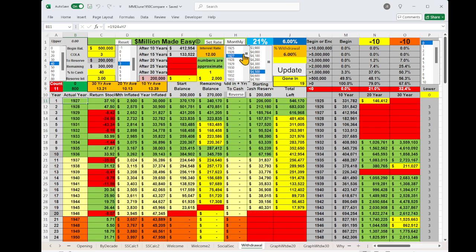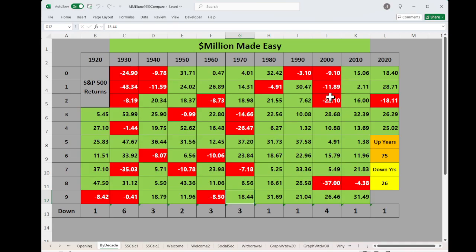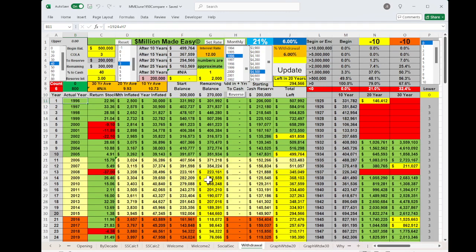So let's move forward to more recent times. Let's look at what could have happened in the 1990s leading up to the year 2000. Because again, we had a down decade. We had 3 down years and then down 37%. We had a really good decade in the 90s. So watch how this works itself out.